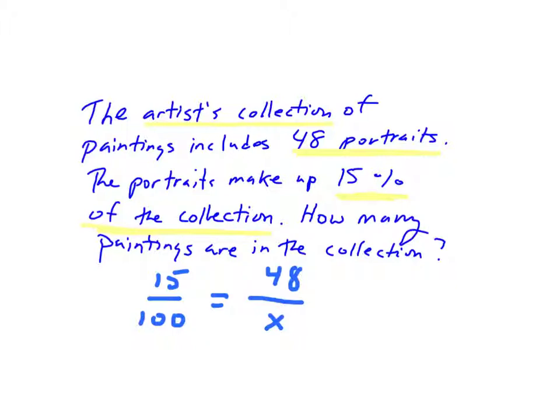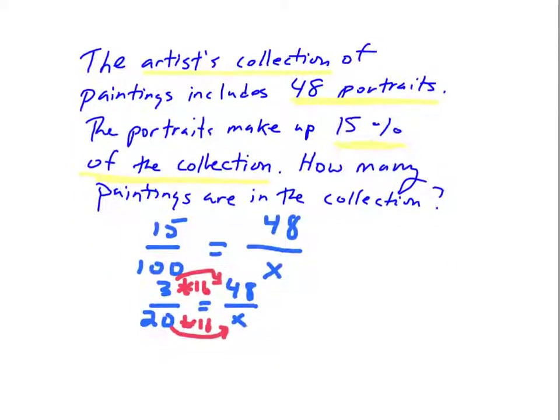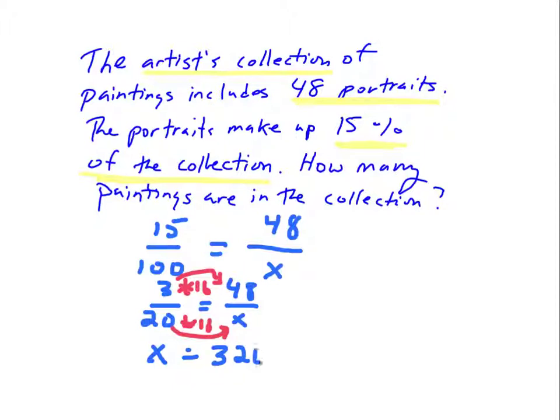So now, from here, we can simplify and see if that helps us. So that's 3/20 equals 48 over x. We actually can see a multiplier here. Otherwise, you could cross multiply. So that's times 16. And we're going to declare our final answer here of x equals 320, I believe. So that's going to be 320 paintings.